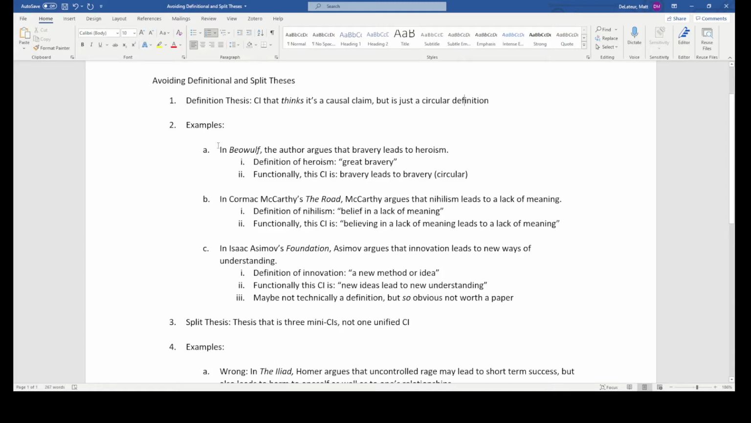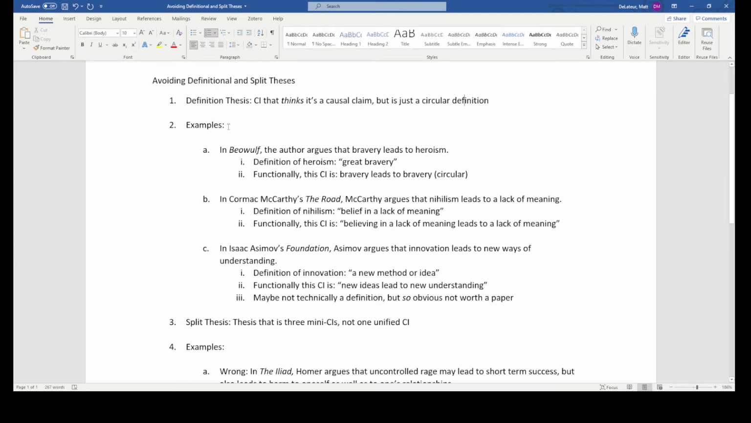So I get this one all the time when I teach Beowulf. In Beowulf, the author argues that bravery leads to heroism. Now, on the surface, if you don't think about it very much, that seems like the kind of CI that is somewhat adaptable to the standards that are laid out, right? It's got ideas in it. Bravery is an idea. Heroism is an idea. There's a causal claim relationship.